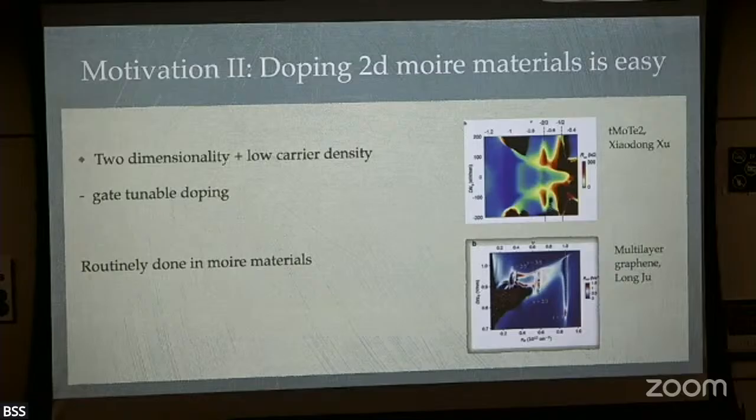So here's examples of phase diagrams in twisted MoTe2. This horizontal axis is the density. So you're changing the density with gate voltages, and the very first experiments produce a phase diagram. Likewise in multilayer graphene and so on. You can just tune it with voltages, right, with gates. So it's really easy to dope these systems.